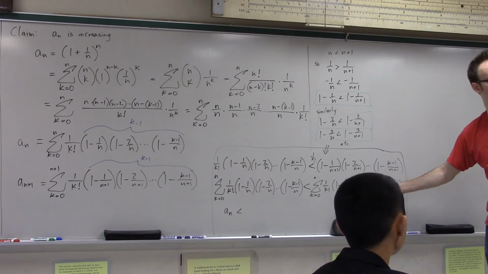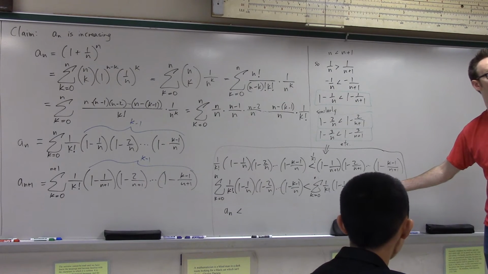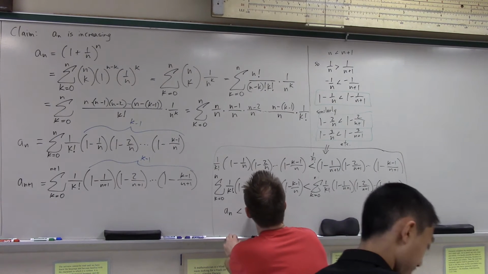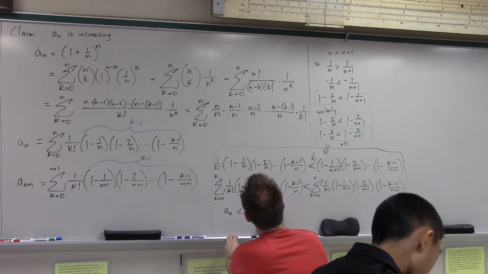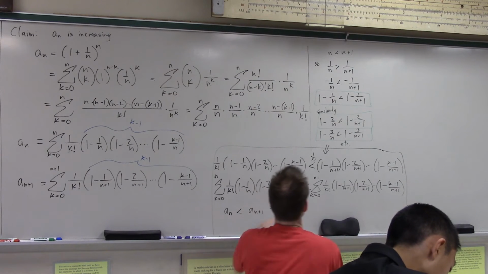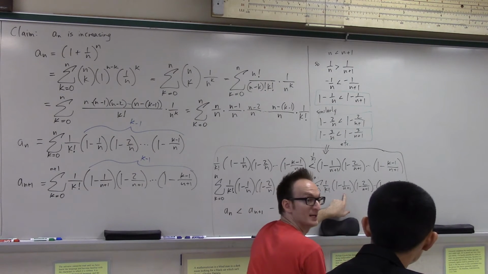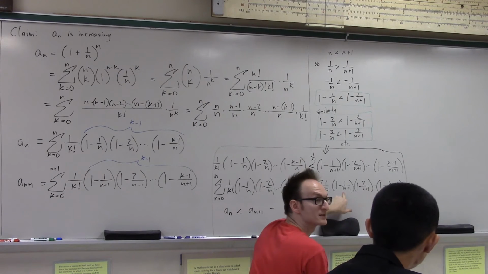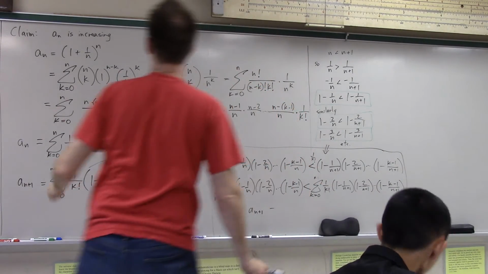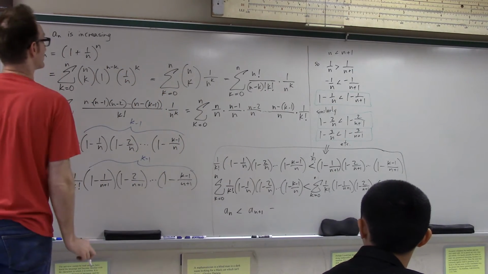This is a sub n plus 1 minus the last term. So a sub n is less than a sub n plus 1 minus a positive term, and that's just what the right-hand side of this inequality is. It's a sub n plus 1 minus the last term in the binomial expansion. And what is the n plus first term?